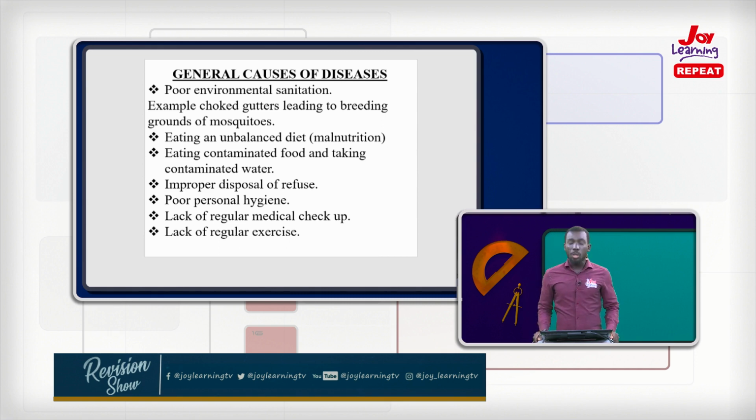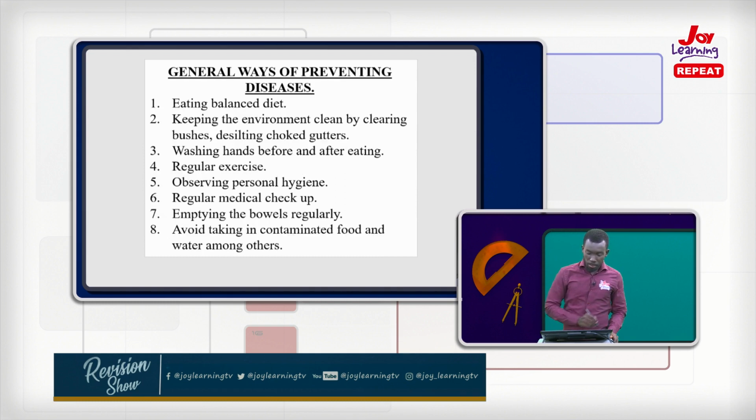We have lack of regular exercise. You don't exercise religiously, and then you just eat junk food, so much fat and all that in your system. You don't exercise, you are becoming bigger, and you think you are actually living good. It's not good living. It means you are dying early. So these are some of the causes of diseases.